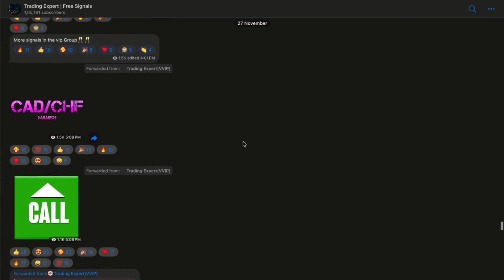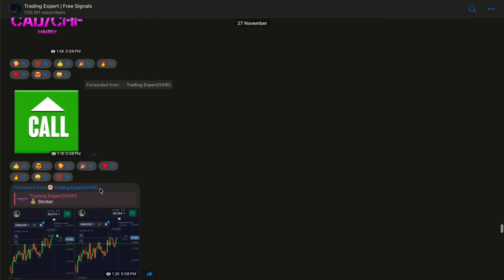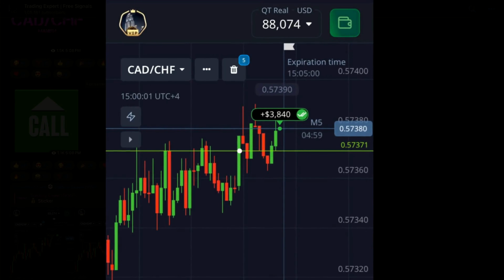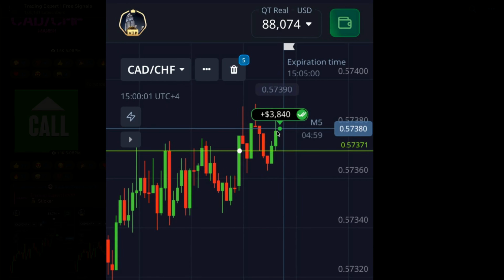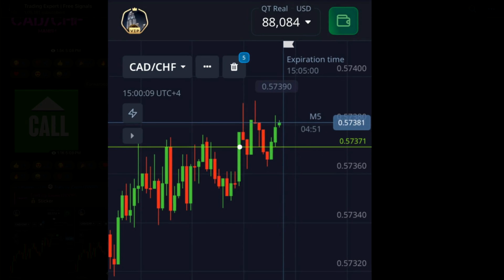The next signal was for CAD CHF for the call side. Here you can just check out, this was also a very good one. In this, there was a clear continuation pattern which formed with a pullback. This structure showed that continuation strength is more, and we can just buy this as a call trade and it will be an amazing win. And this was a very amazing win. You can just check out.